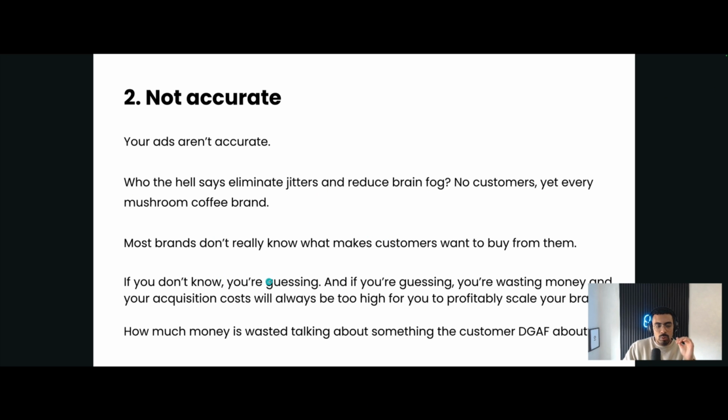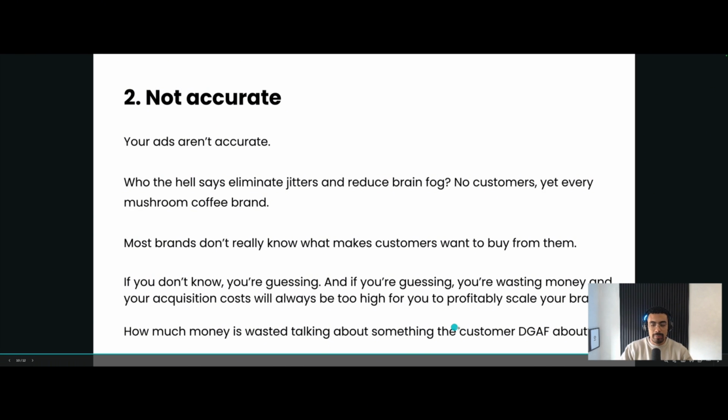And if you don't know what it is that your customers need to see in order to buy from you, and you don't understand their buying triggers, then you're guessing. And if you're guessing, you're wasting money, and your acquisition costs are always going to be too high. You're going to spend more to get that customer than that customer is going to spend on your website, and so you're going to be losing money. How much money is wasted talking about something that your customers do not give a fuck about?